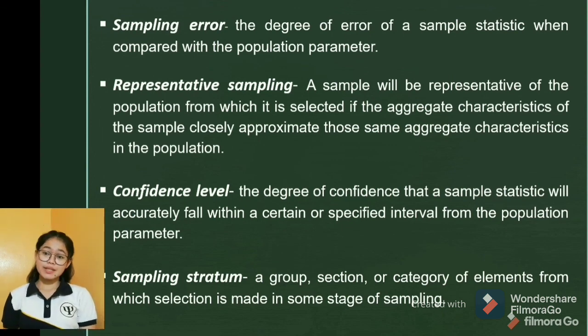The last but not the least sampling concept or terminology that I will be discussing is the sampling stratum. This is defined and described as a group, a section, or category of elements from which selection is made in some stage of sampling. So basically, the researchers will divide the whole population into smaller groups. This is termed as strata. After the division, the researchers would randomly select the samples proportionally. Let's move on to the principles of sampling.